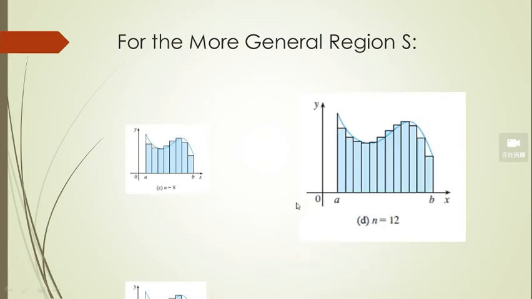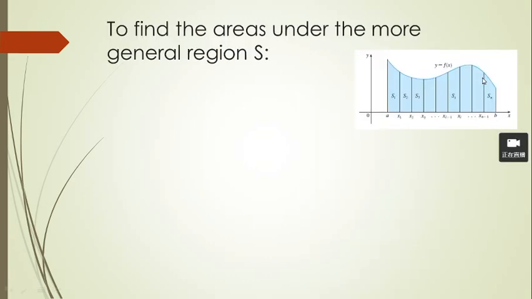Now, let's continue this part to summarize. If we have a more general region S, which is under the function f(x), bounded by the x-axis and two vertical lines x equals a and x equals b, how can we find the area of this region S? The idea is we can use rectangles. We can use a series of rectangle areas to estimate, and we can increase the number of rectangles to make our estimation more accurate.